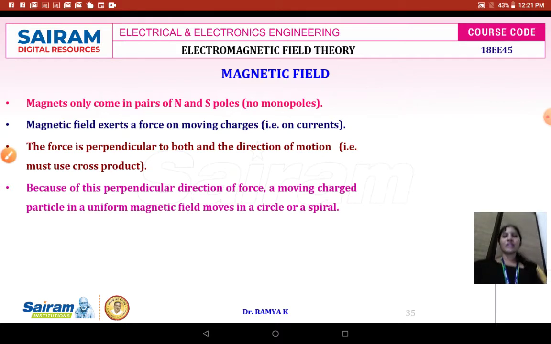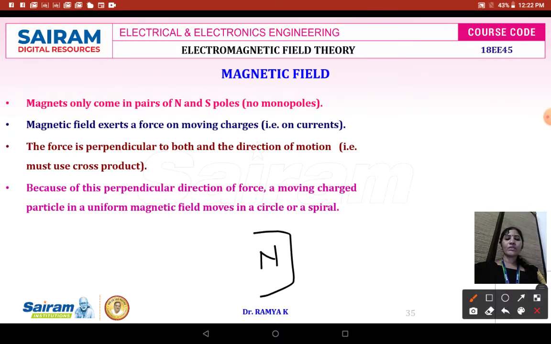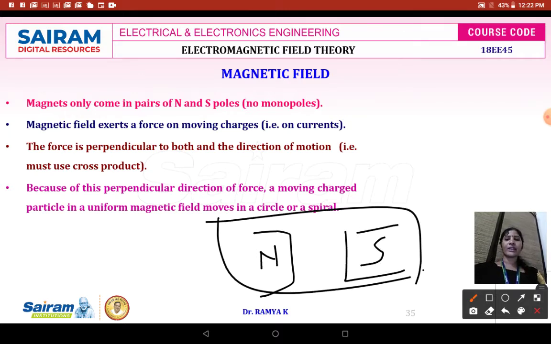Therefore, we can see the magnet will come only in pairs, north pole and south pole, and there are no monopoles. Only one pole alone will not come. So you will be having a magnet as a pair, like this only, in terms of pairs only we will be getting it.